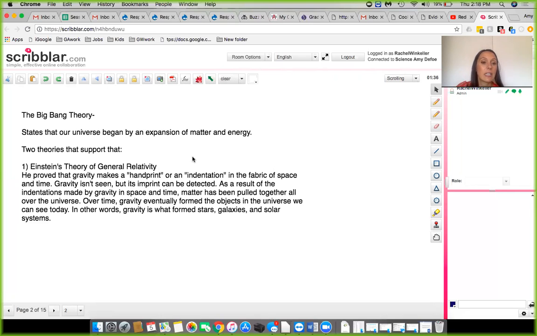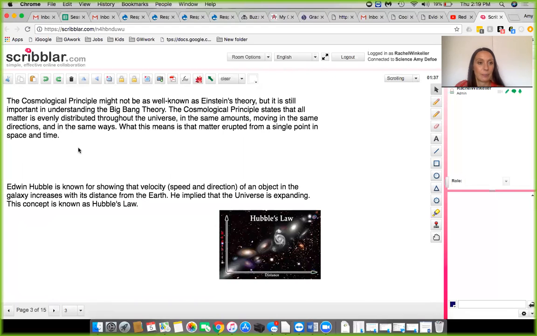Okay, so as a result of these indentations made by gravity in space and time, matter has been pulled together all over our universe. And over time, you guys know what that force is that's pulling or pushing down? Right now, we're being pushed down by this force keeping us on Earth, called gravity. Over time, gravity eventually formed the objects in the universe we can see today. So in other words, when we think about how our universe came to be, it's gravity. Gravity is what formed the stars, the galaxies, and all of our solar system. It was this force that drew all of these particles together and created what we know as our solar system.